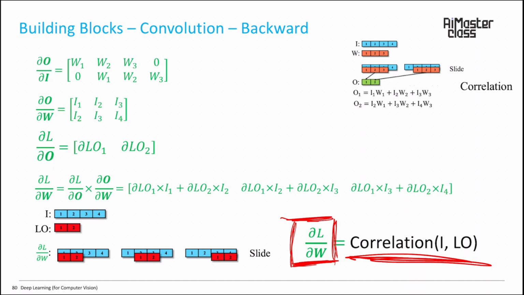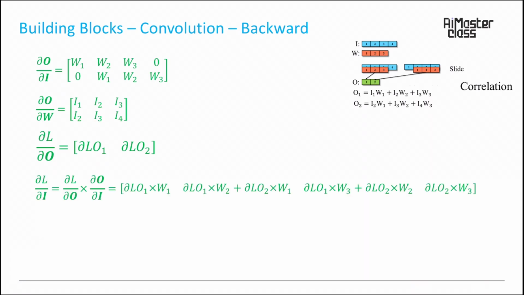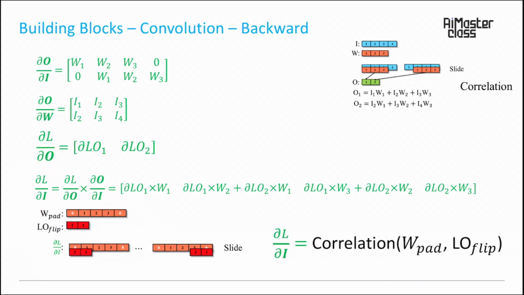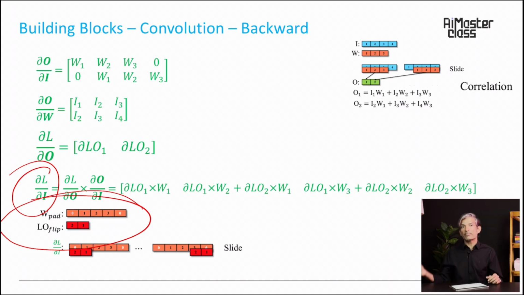I will not go into detail, but your derivative of your loss with respect to input, the gradient that we need to pass to the previous layer, is also a correlation operation. It's a correlation operation with your weights and the flipped gradient that is coming in from the next layer. We don't need to do this, but what you should know is that the backward of a convolution operation is also a convolution operation, and this is pretty fun.